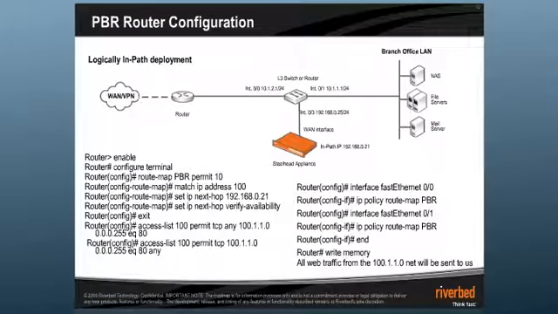Let's look at the router configuration for PBR. First, we're going to get into the router and obviously enable and config t. Then we want to set up a route map, which is going to define the next hop IP address as being the IP address of the Steelhead. Remember, that's the in-path IP address, and we're cabled using the WAN 0/0 port.